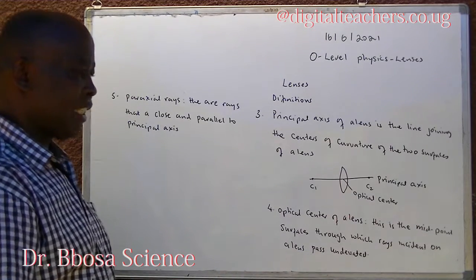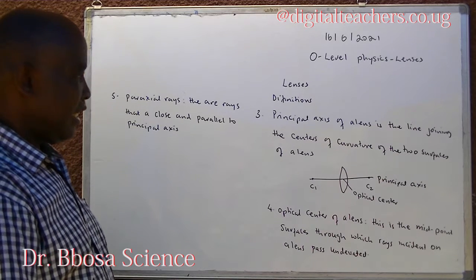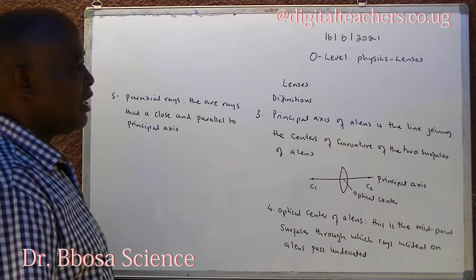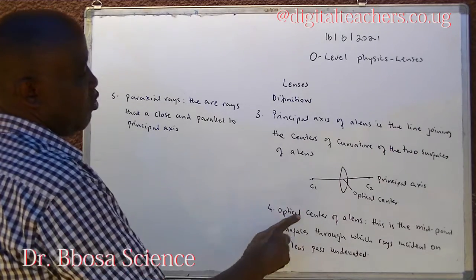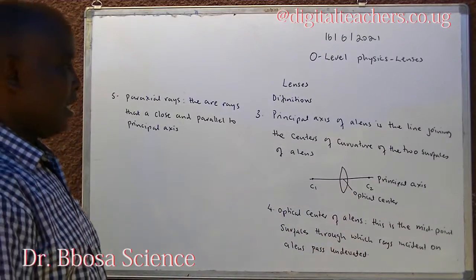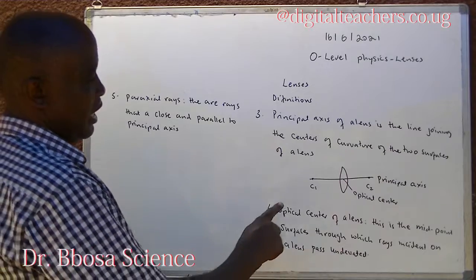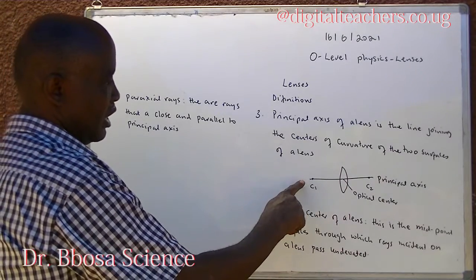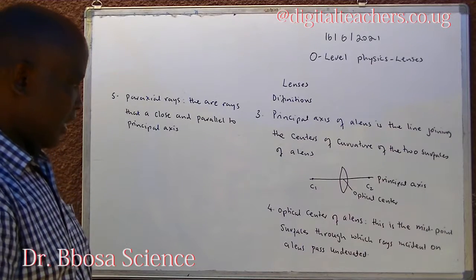3. Principal axis of a lens. This is a line joining the centers of curvature of the two surfaces of a lens. If C1 is the center of curvature of surface 1 and C2 is the center of curvature of surface 2, then the line joining the two centers of curvature is the principal axis.